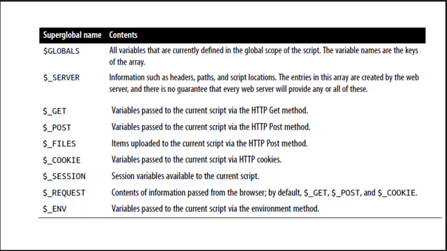GET, underscore GET, keep in mind these all start with an underscore. Underscore GET contains the variables passed using the HTTP GET method, which we'll see later. POST, the HTTP POST method.